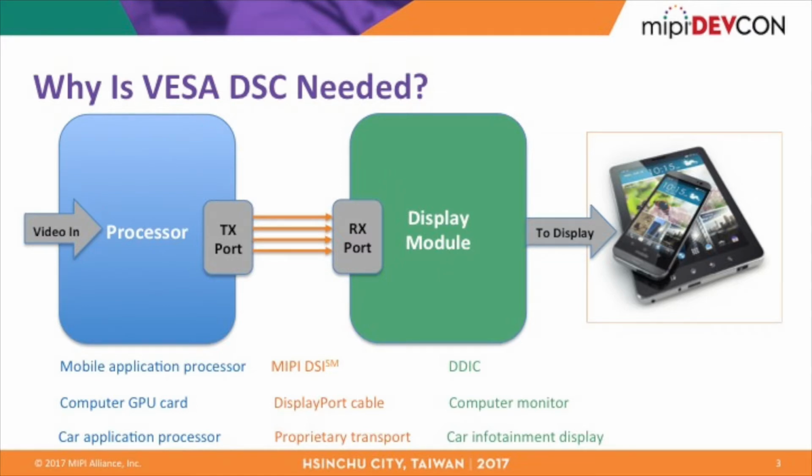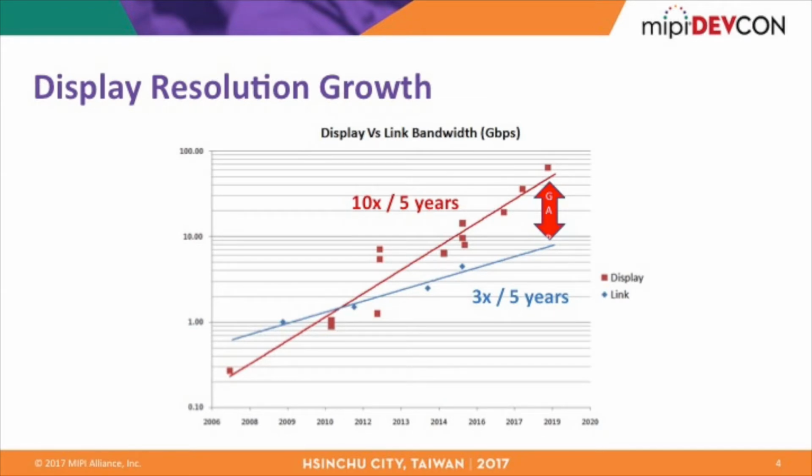And the problem that we've had in the last few years is that the growth of the bandwidth requirement for the display technology has gone much faster than the increase in speed of serial transport technologies. I mapped out the DSI link over the years, and basically it went up by 3x over 5 years, whereas the actual display technology went up by 10x over the same amount of time. And this gap is creating a problem.